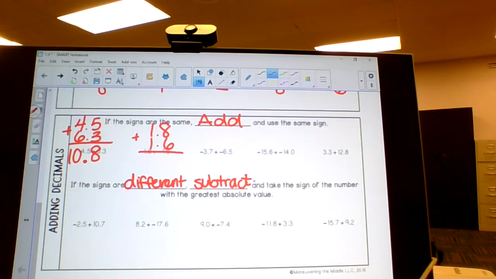So what is 8 plus 6? 14. So I'm going to put my 4 and carry my 1. And then 1 plus 1 plus 1 is 3, and I keep my negative, so it's negative 3.4.